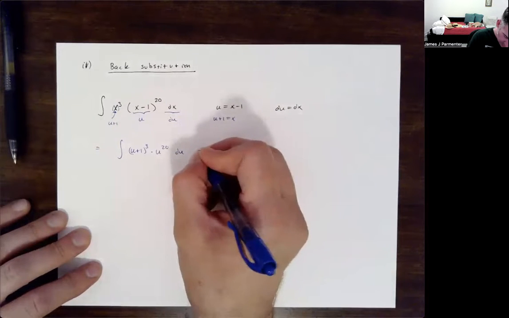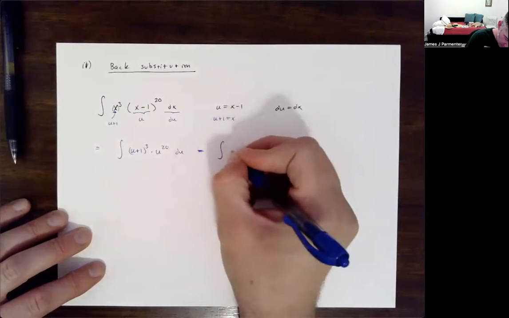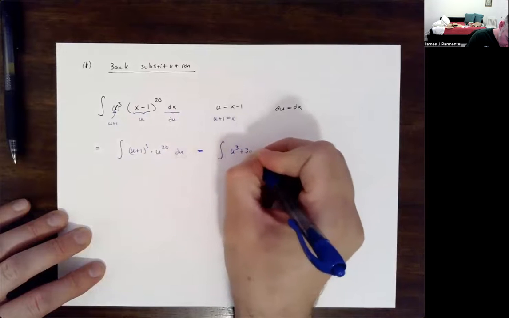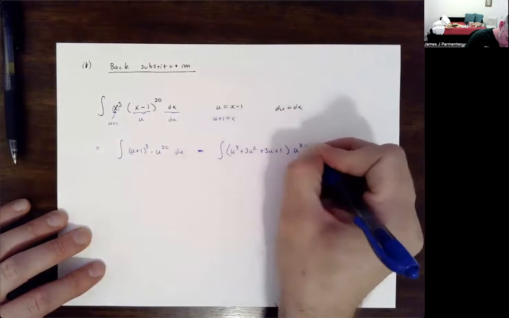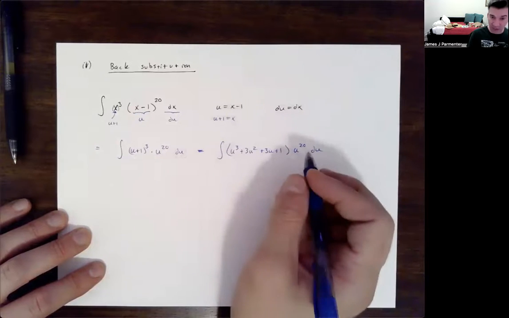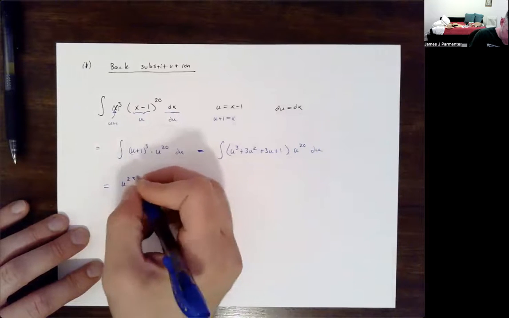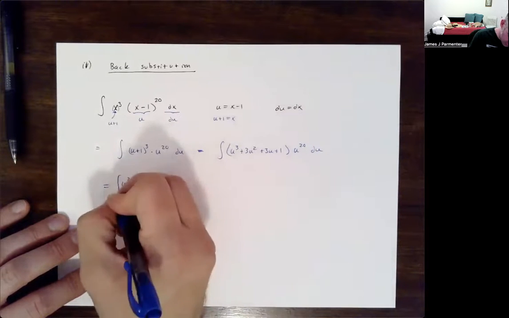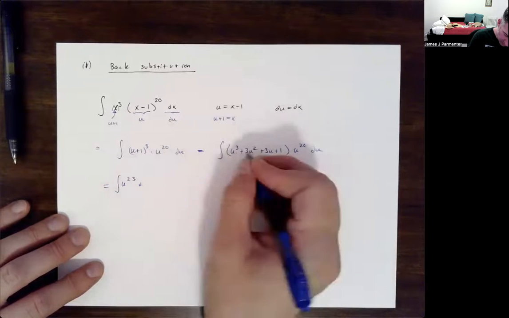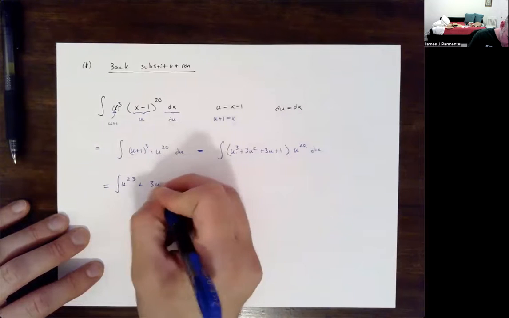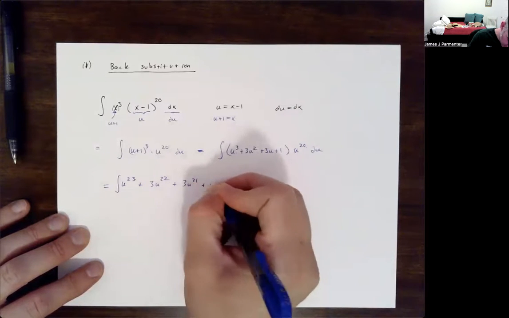And then I have to multiply out u plus 1 cubed. Not my favorite. It's fine. It's going to be u cubed plus 3u squared plus 3u plus 1 times u to the 20th. And then we have to anti-differentiate each one of those. Sorry, we have to multiply that out before we anti-differentiate. Woo, I'm getting tired. U to the 3rd times u to the 20th is u to the 23rd. 3u squared times u to the 20th is 3u to the 22nd. 3u to the 21st plus u to the 20th.